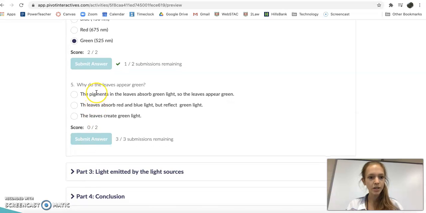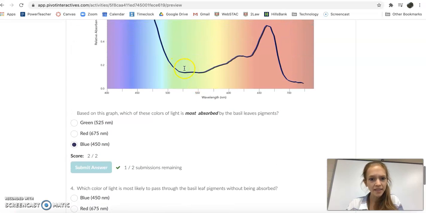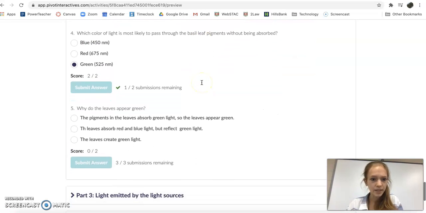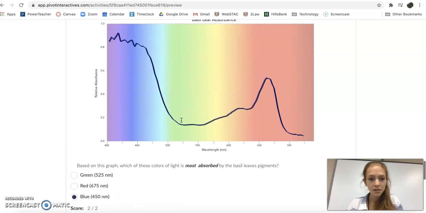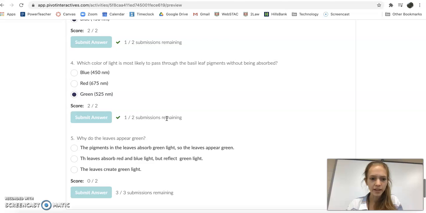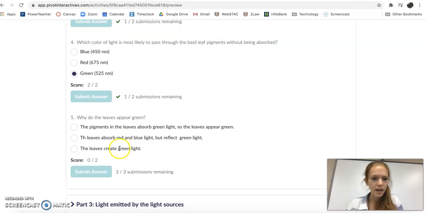All right, so this last question in this part is, why do the leaves appear green? Well, let's see. Our options are the leaves absorb green light, so the leaves appear green. Well, we just saw that the leaves do not absorb the green light, so that one's not right. The leaves absorb red and blue light, but reflect the green light. Well, it looks like they do absorb red and blue light. Maybe the green light is reflected. Maybe that's what we're looking at.